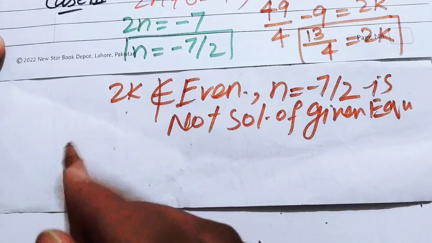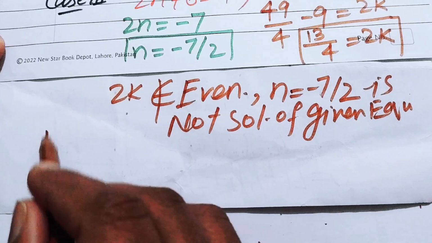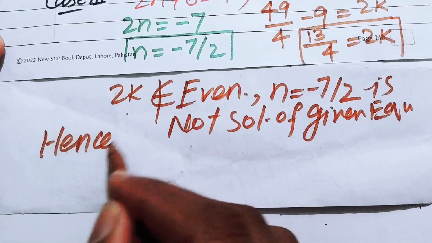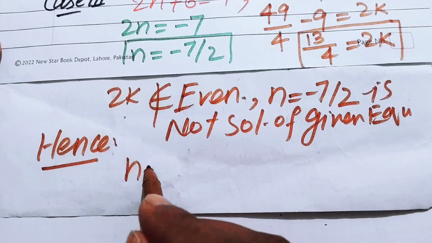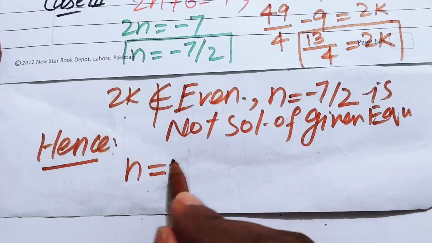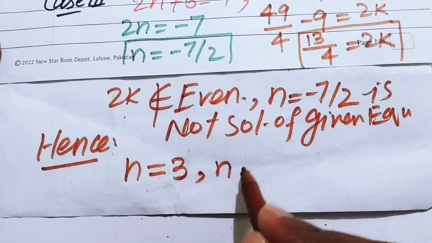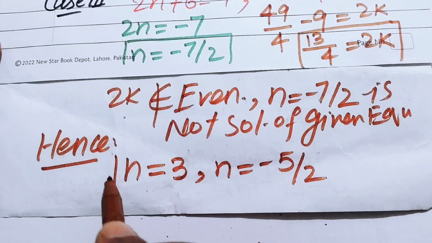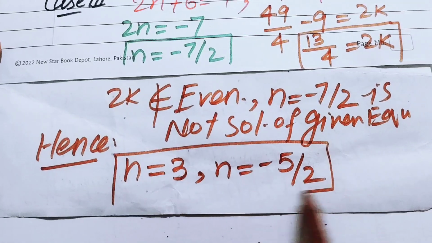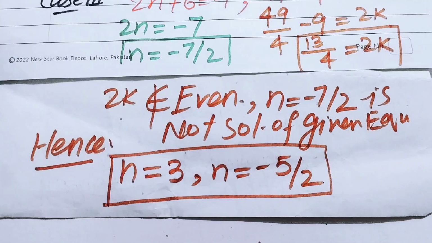So the final conclusion is that we have two solutions of this question. The first is n equals plus 3, and the second solution is n equals minus 5 over 2. So we have these two solutions of the given question, and this is the final answer.